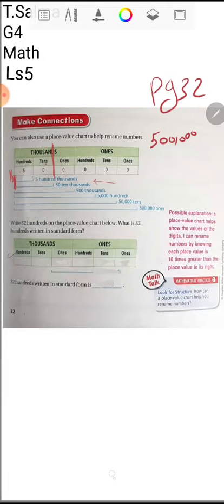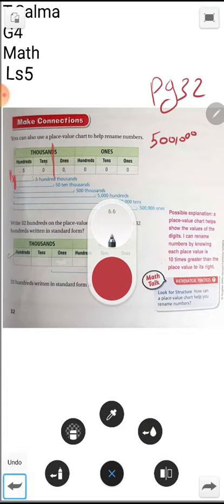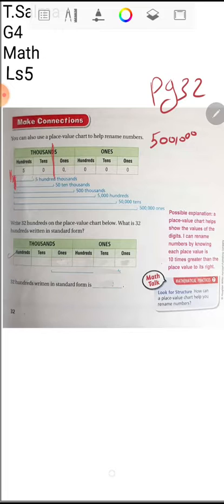Now, I want to take another digit. So let's see. Now, if I want to take this 5 and stop right here, if you stop right here, you will take hundred thousands, ten thousands, and thousands. So let's read the number. Look, 500 what? 500 thousands. So this is another name for the number.